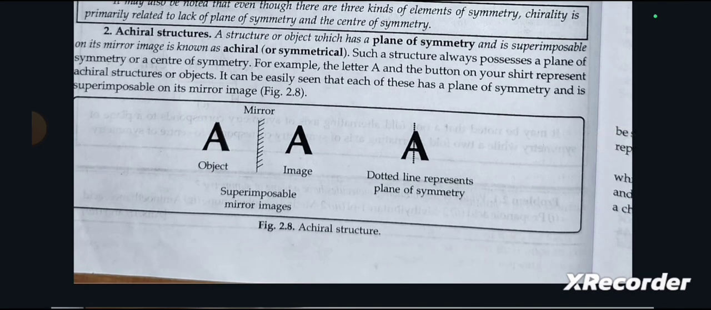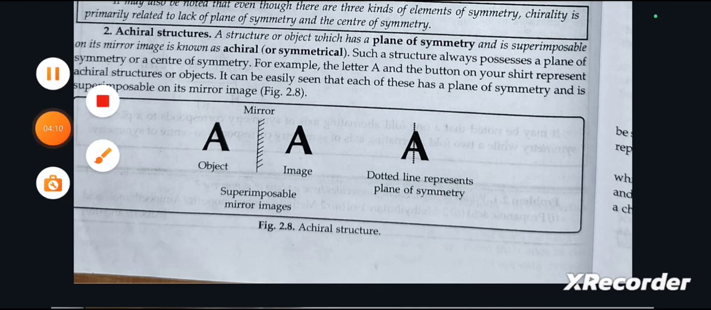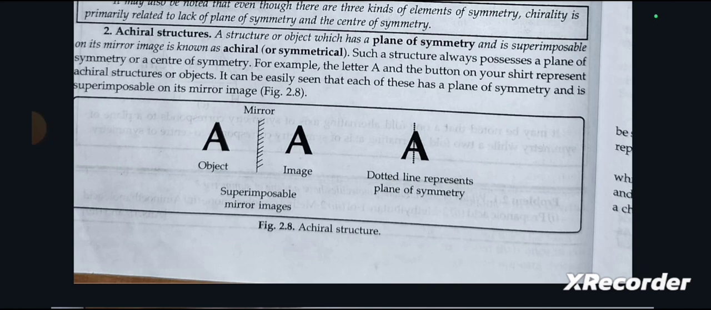Second, achiral structures. A structure or object which has a plane of symmetry and is superimposable on its mirror image is known as achiral or symmetrical. Such structures always possess a plane of symmetry or a center of symmetry. For example, the letter A and the button on your shirt represent achiral structures or objects.